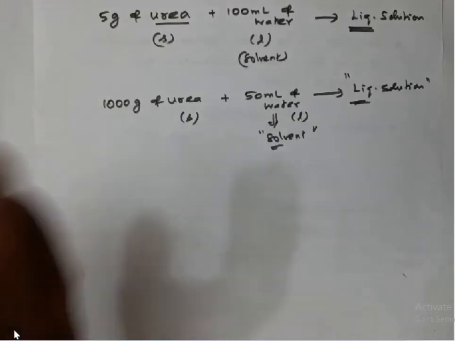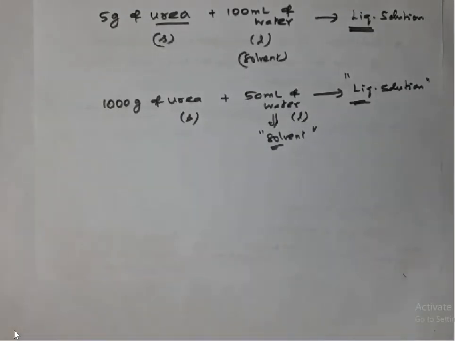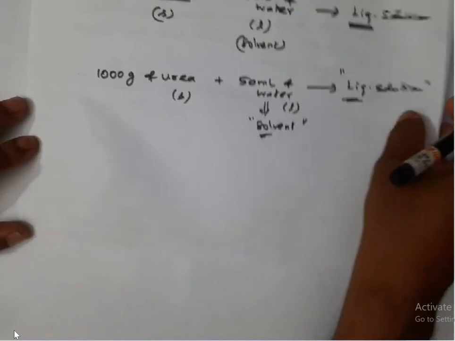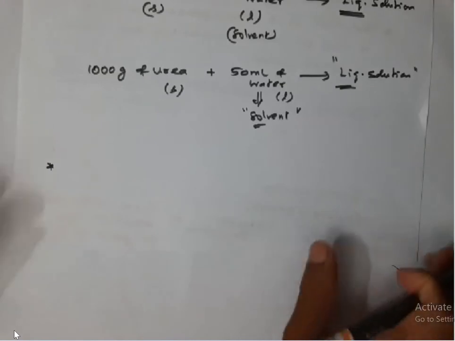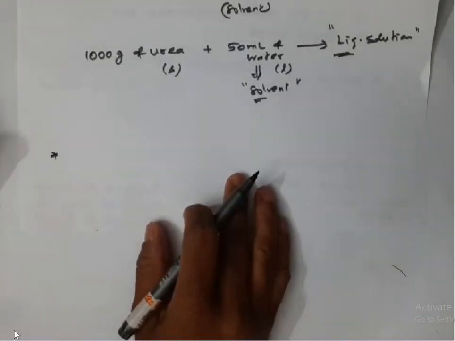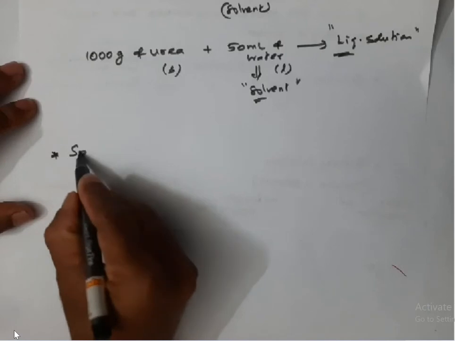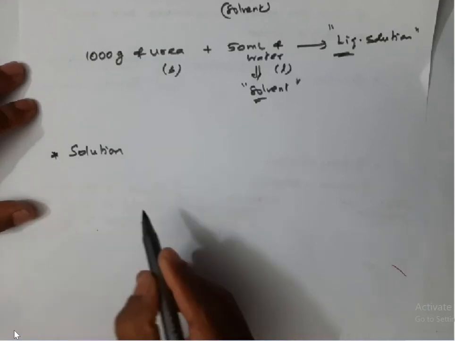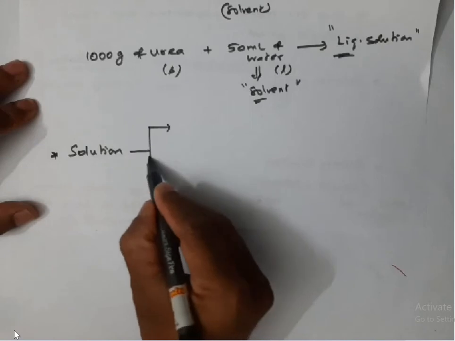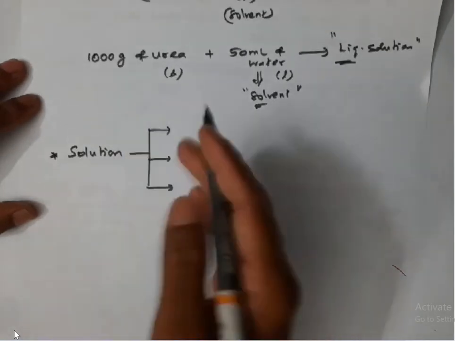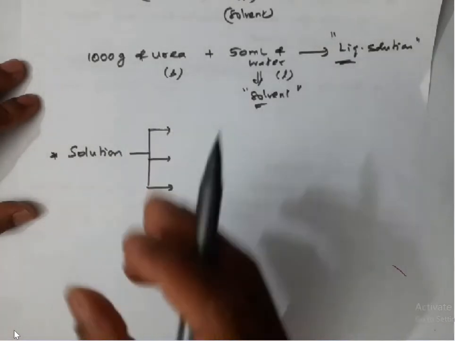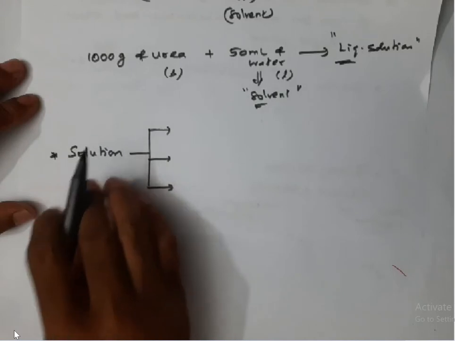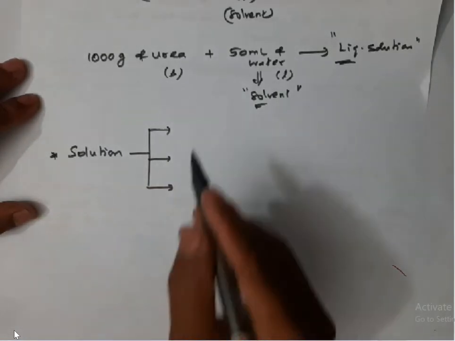So this is a very important point. You must know what is solute and what is solvent. Now, based on the phase in which the solvent exists, you can classify solutions into different types. How? You can classify solution into 3 types based on the phase of the solvent. What are the 3 types of solutions?